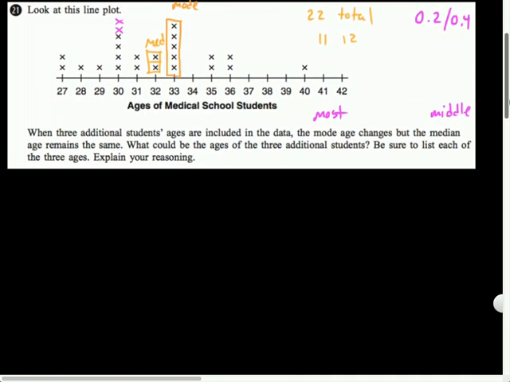So I would say that the ages are 30, 30, and any age greater than or equal to 32, which would end up working in order to keep the median the same.